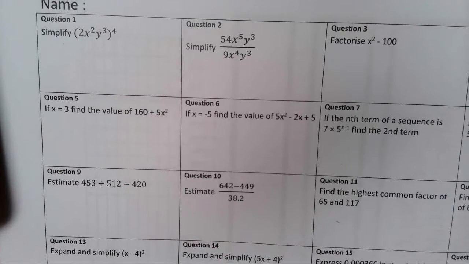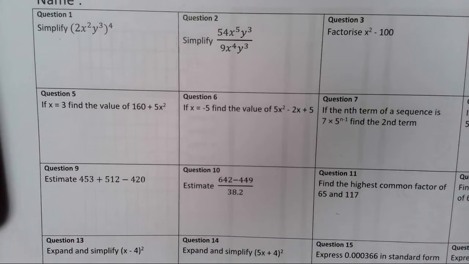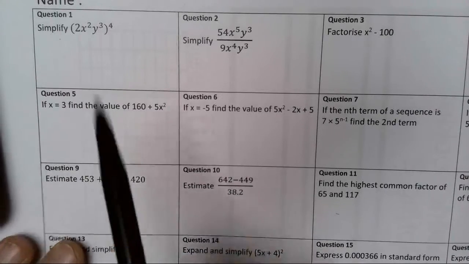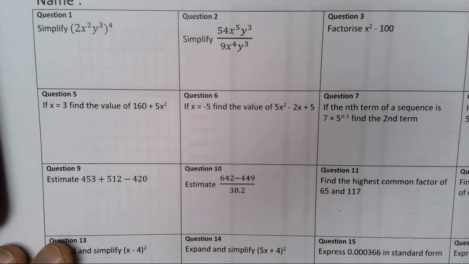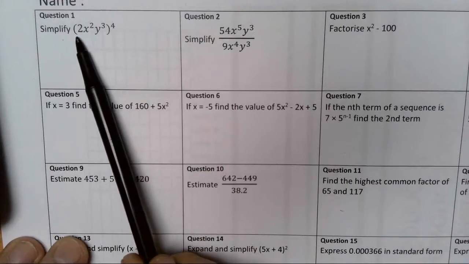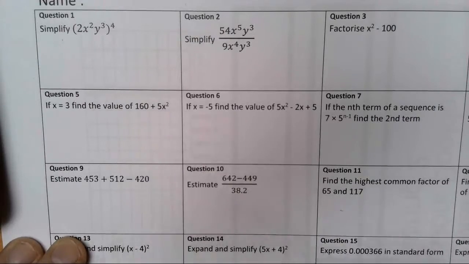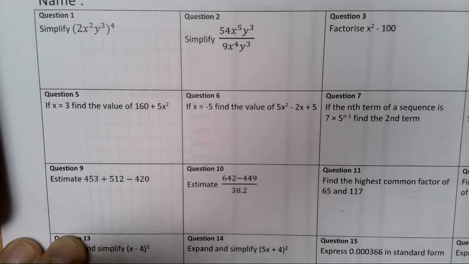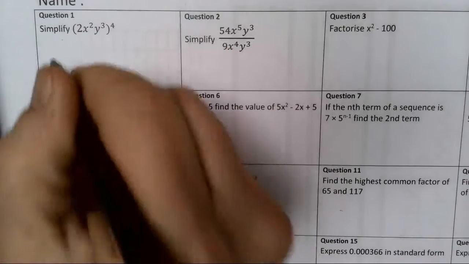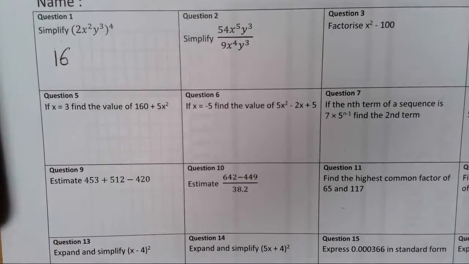9.4.1 homework, question 1. We've got, in brackets, 2x squared y to the power 3. So what I need to do is use my index laws, but the coefficient I'm actually going to raise to the power 4. So 2 to the power 4 is 2, 4, 8, 16.